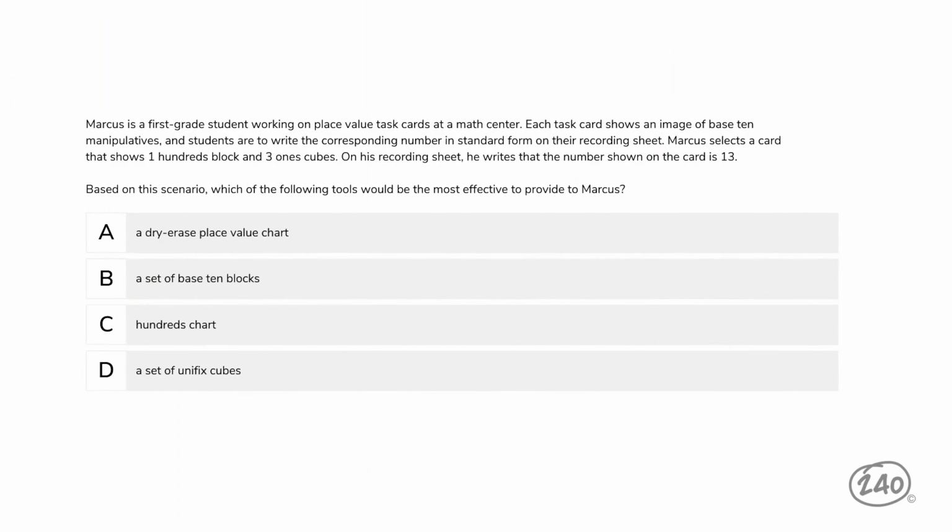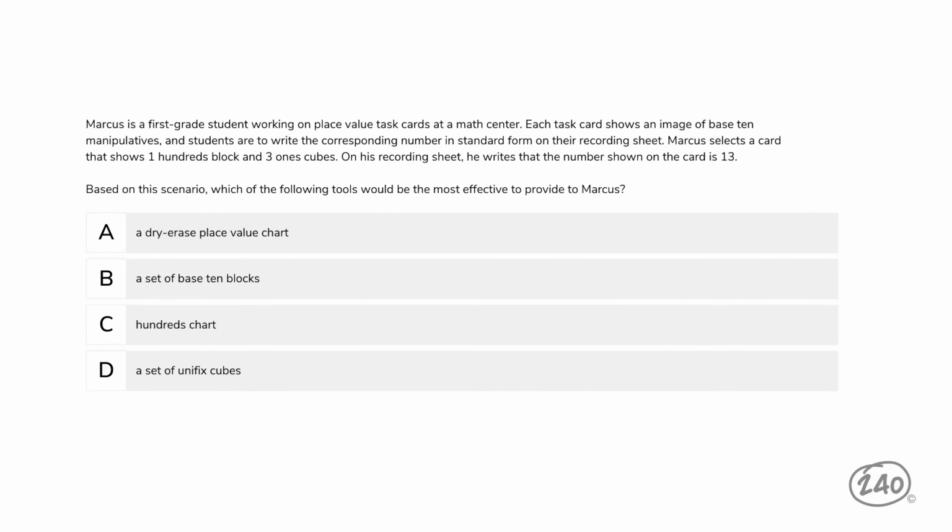Now for questions. Let's head back to the beginning with that mathematics instruction and processes piece, starting with manipulatives. Marcus is a first grade student working on place value task cards at a math center. Each task card shows an image of base 10 manipulatives, and students are to write the corresponding number in standard form on their recording sheet.